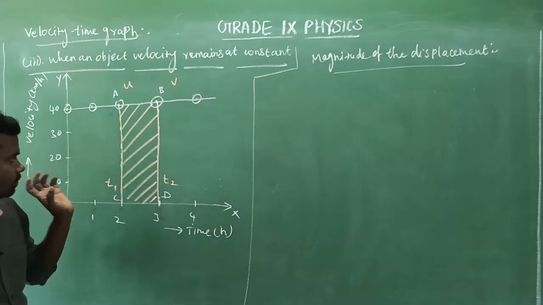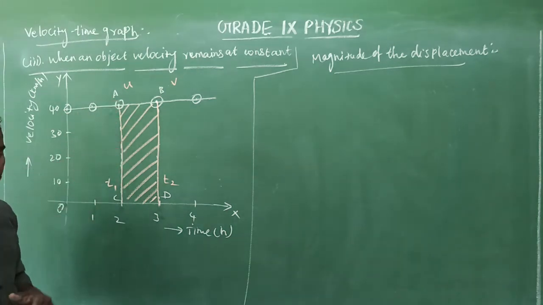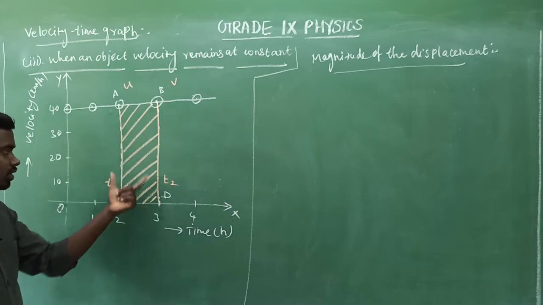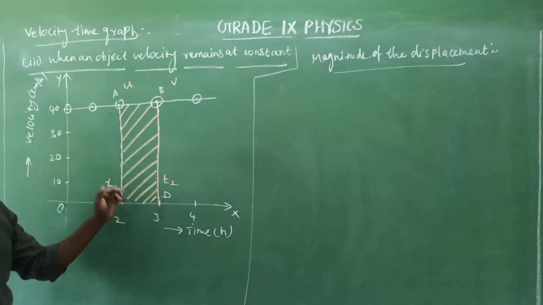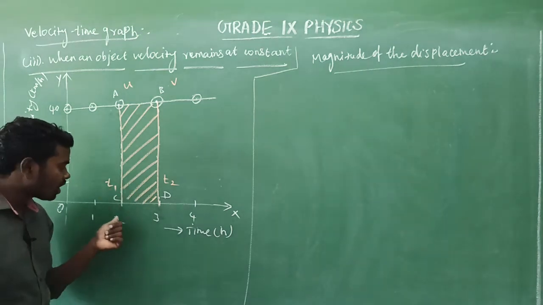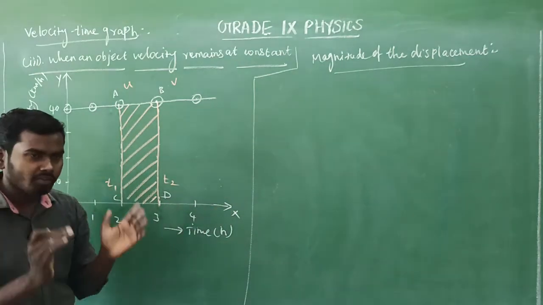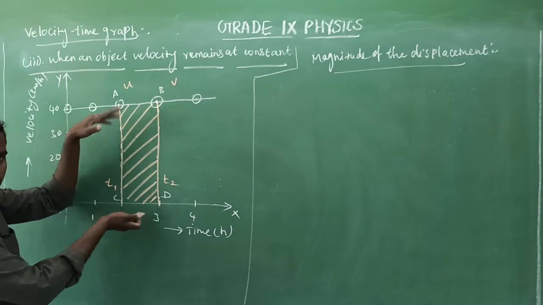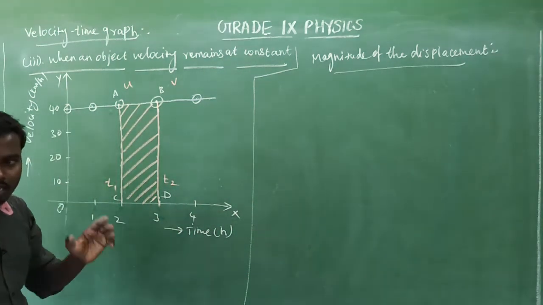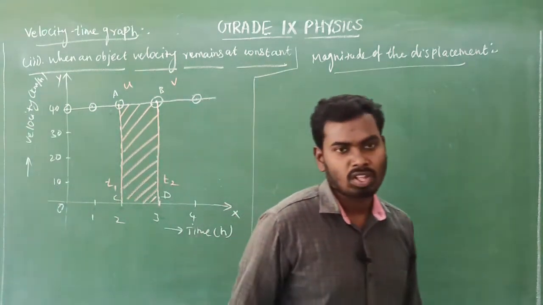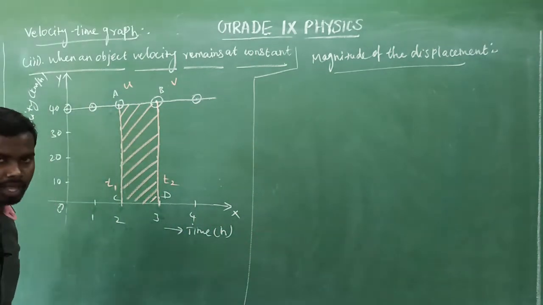Is it clear? What is the shape of this one? That is a rectangular shape. So during the interval between 2 hours and 3 hours, the distance covered by the object is equal to the area of the rectangle. Can you see this clearly? Yes, this shows a rectangular shape. Next I am going to find that.